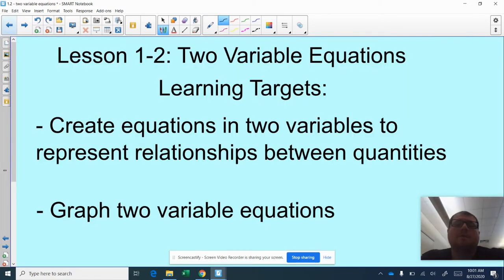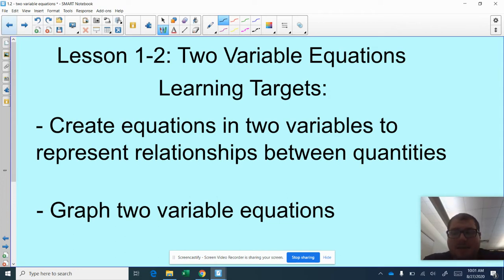Hey everyone, today we're going to talk about two variable equations. In this lesson, we're going to be really focusing on creating equations that involve two variables as well as graphing those same equations. To compare this to yesterday's lesson, if you remember, we only had one single variable that we had to deal with. For example, we just had to worry about an x value. Today, we're going to be dealing with two total variables. That basically means that we're going to have an x and a y.